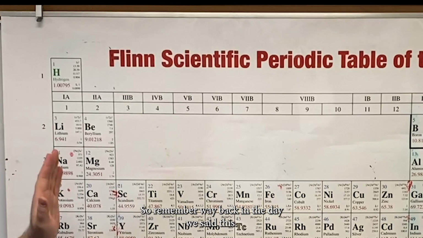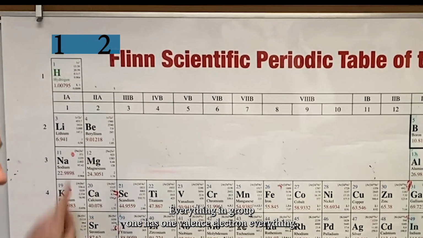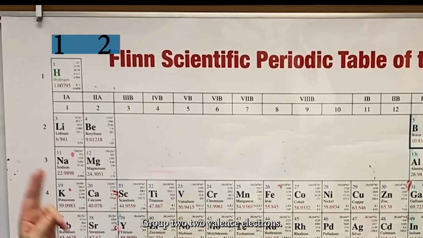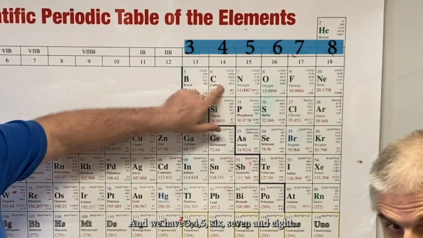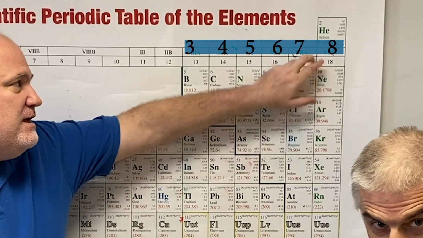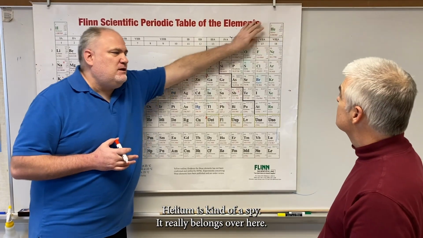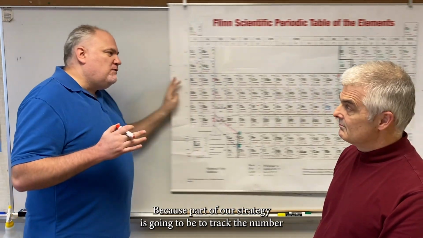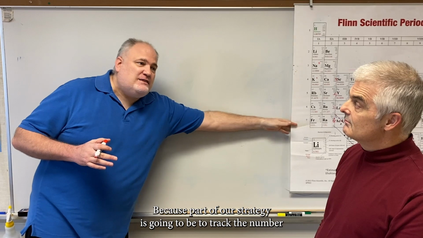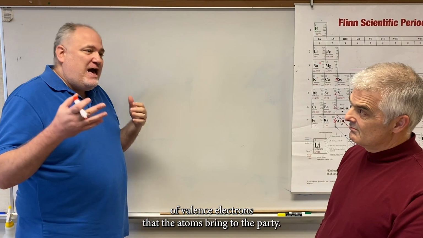If you remember way back in the day, we said this. Everything in group 1 has 1 valence electron. Everything in group 2, 2 valence electrons. We skip this middle block here, and then we go over here and we have 3, 4, 5, 6, 7, and 8. Helium is kind of a spy. It really belongs over here, and it has 2 valence electrons. Why is that important? Because part of our strategy is going to be to track the number of valence electrons that the atoms bring to the party.